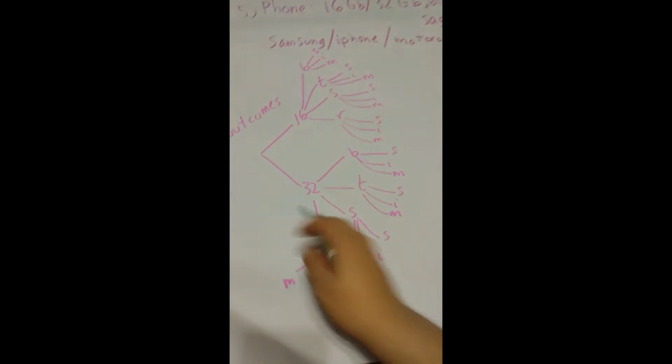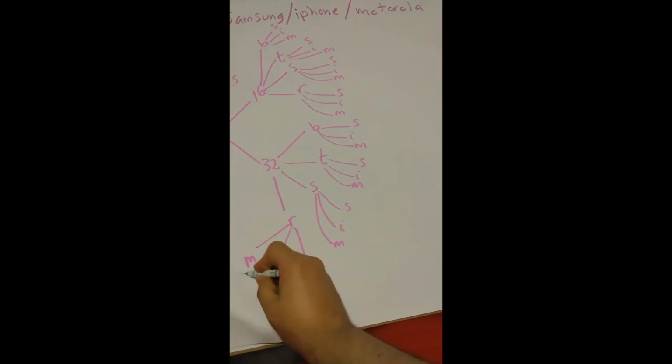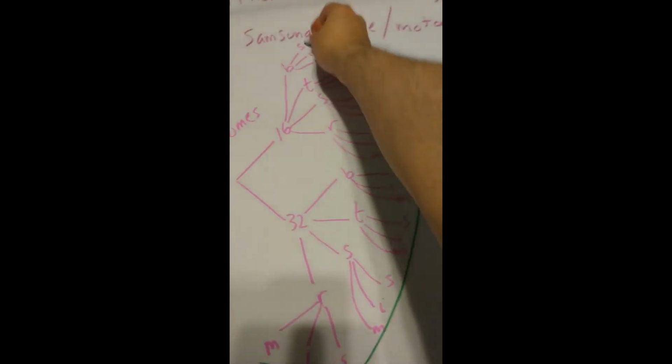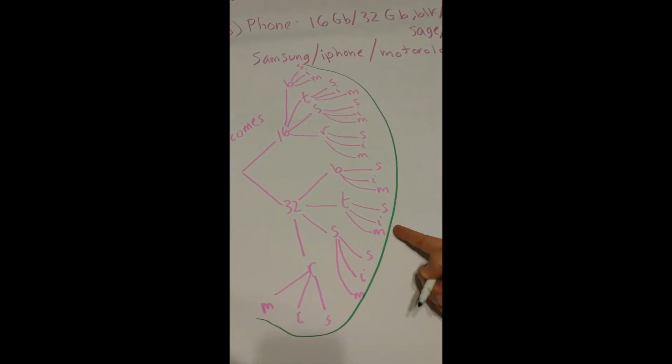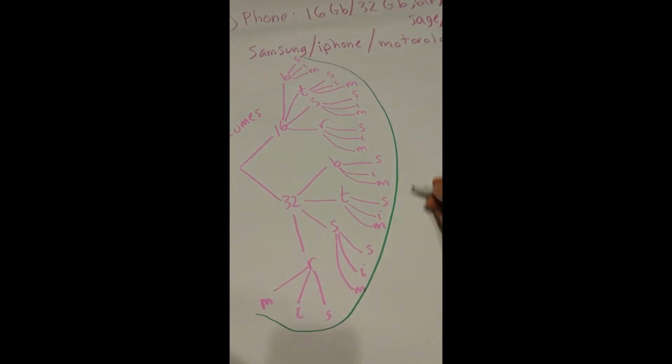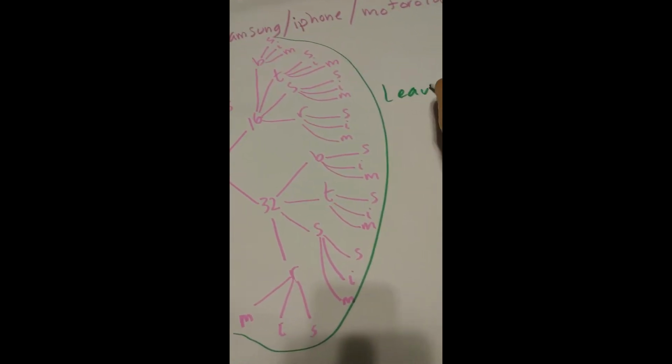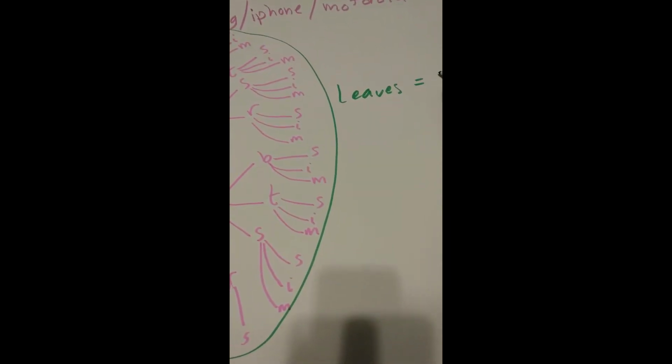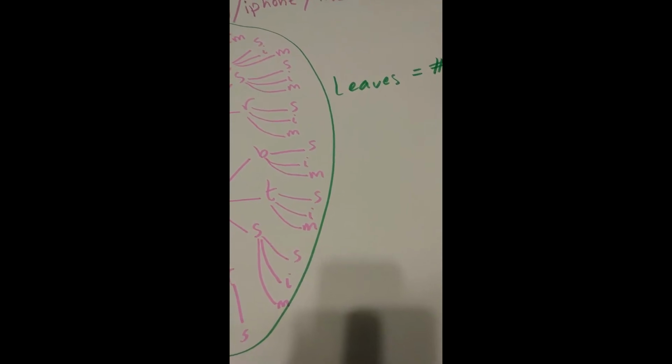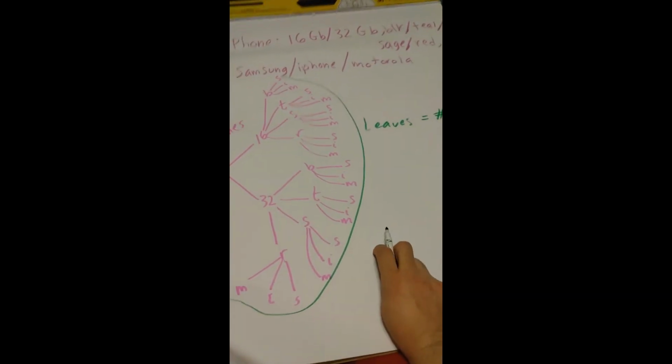So now we have all our possibilities. How do we figure out how many possibilities? Well, you would need to count up all these SIMs, because what are those called? I colored it in green because notice, tree. Trees have what? Trees have leaves. Our leaves are the number of possible things that can happen.